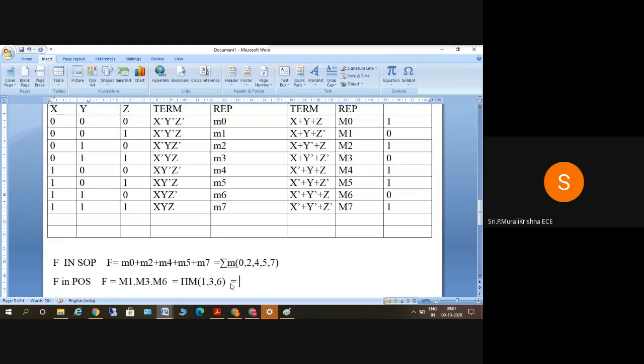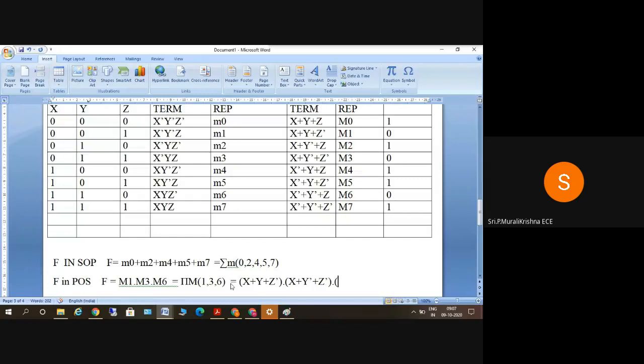So what is M1? M1 is nothing but 001 here. So 0 is the normal form and 1 is the complement form. It is x plus y plus z bar. Into, that is nothing but dot here. Then 3 is nothing but 0 1 1. So 1 is the complement form and 0 is the normal form. So it is x plus y bar plus z bar.